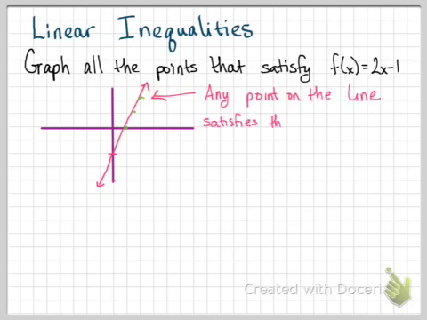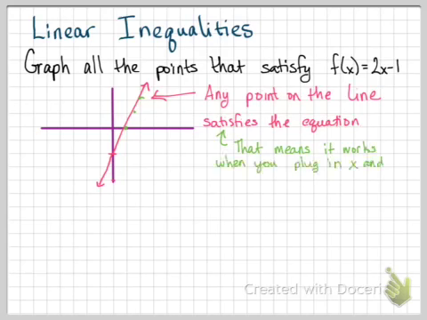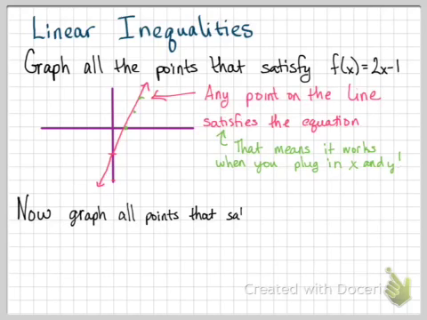So this is kind of key to all the families of functions. All of their satisfactory points, no matter how curvy that line, all satisfactory points lie on the line. Alright, and that just means when you pick any point on the line and plug it into the equation, you get a true statement. So now let's graph all the points that satisfy f of x is greater than or equal to 2x minus 1.